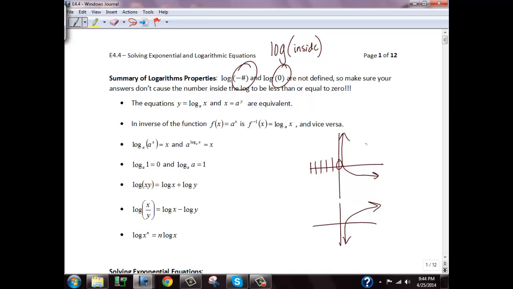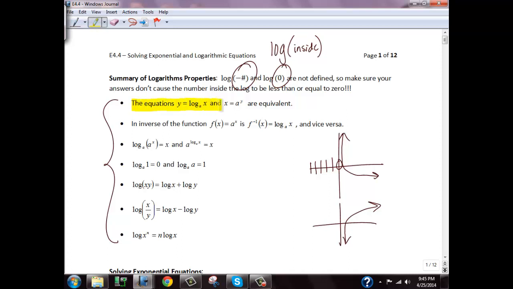So when we're solving for logarithms, if we get an answer that makes the inside number of our log negative or 0, we have to throw it out. Okay, so that's one thing we're going to have to check for. And then I went ahead and wrote in all the properties that we've gone over so far. I am going to throw in a new one and I'll remind you here in a minute. But I want to highlight this first one.